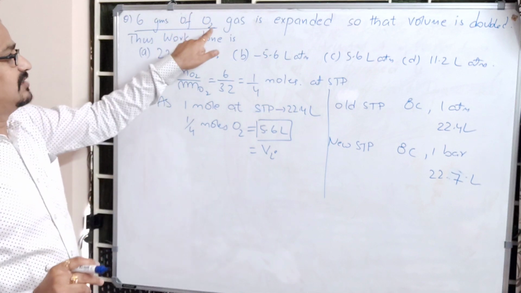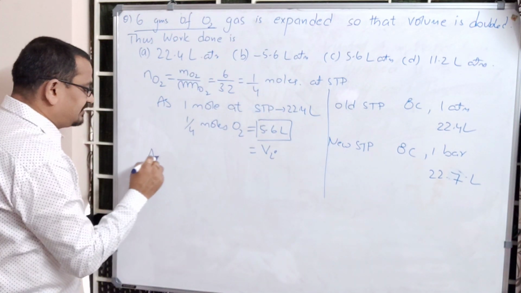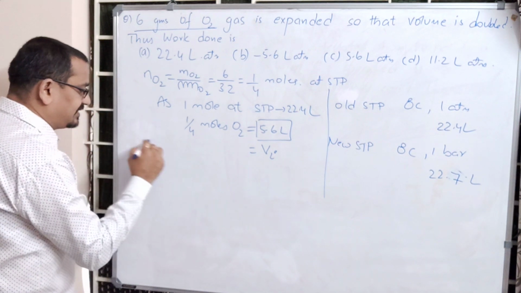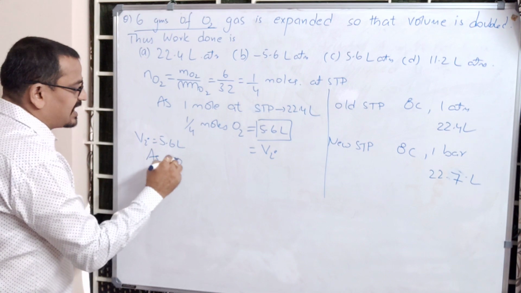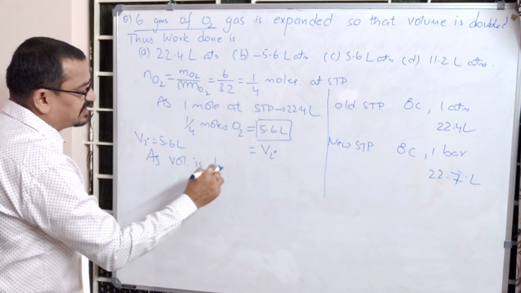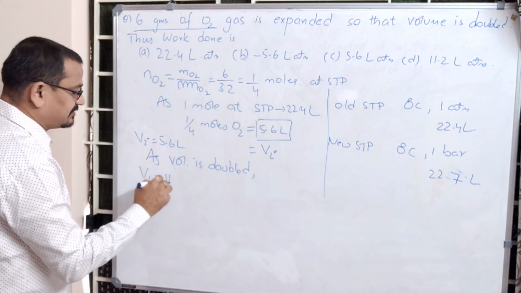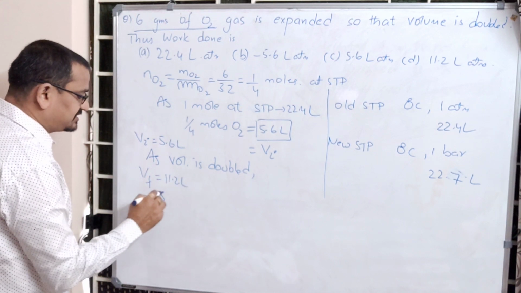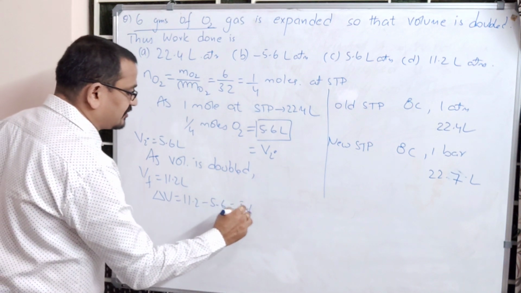This is the initial volume and it is expanded so that the volume is doubled. As the volume is doubled, the initial volume is 5.6 liters. As volume is doubled during expansion, the final volume will be 11.2 liters. Then the change in volume will be 11.2 minus 5.6, that is 5.6.